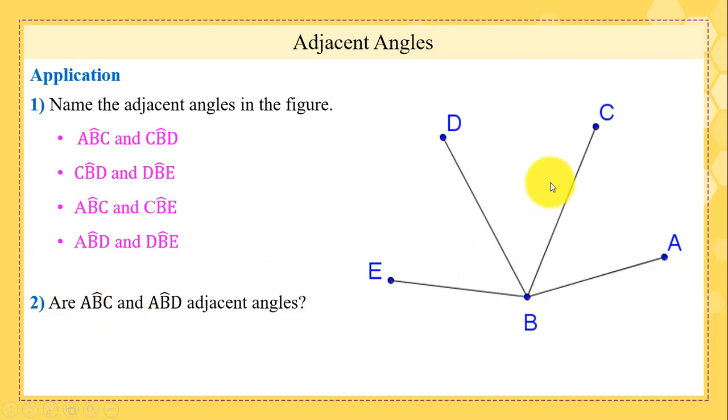Are ABC and ABD adjacent angles? Let's check the conditions. They have the same vertex B, they have a common side AB, but the common side is not in between the two angles, so the answer will be no, they are not adjacent because the third condition is not satisfied.